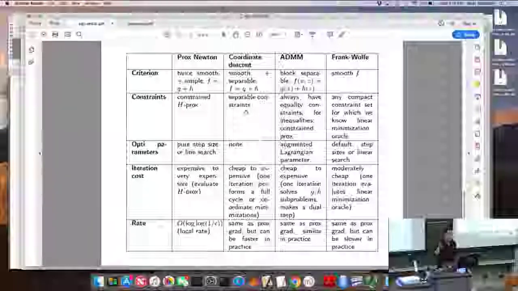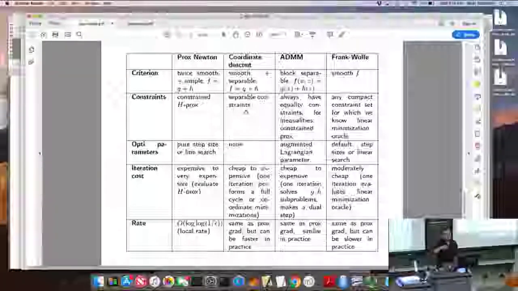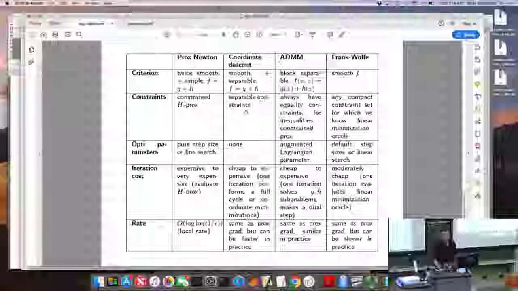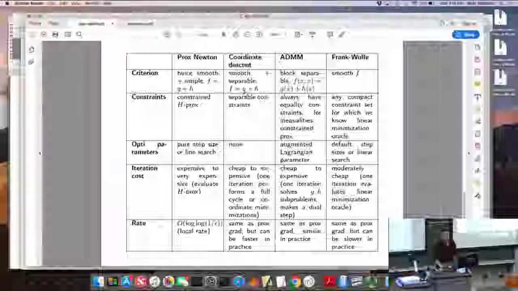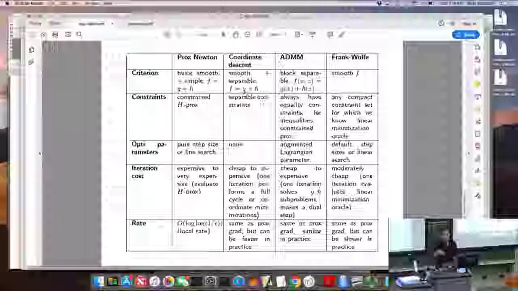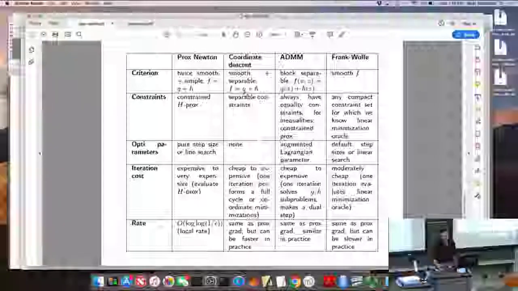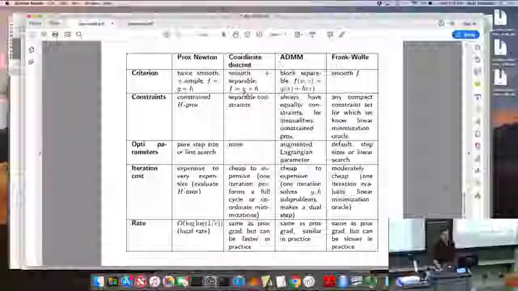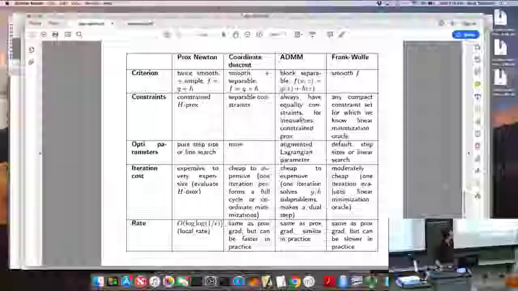If there's a constraint on all of our variables that doesn't separate into constraints on each of the blocks, then we can't handle that, because that's not smooth. We can't write that as a smooth function. Right? The indicator representation of that is not smooth. So we just generically can't handle such constraints with coordinate descent. You can handle separable constraints.